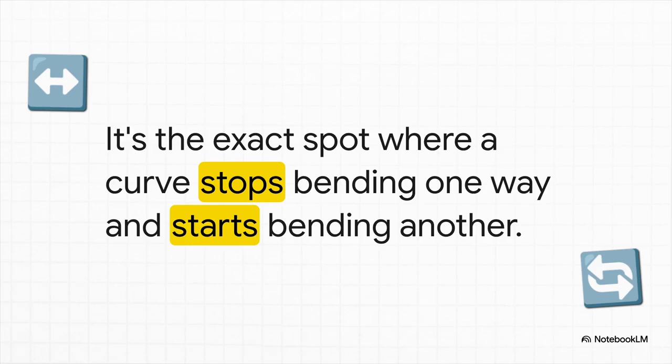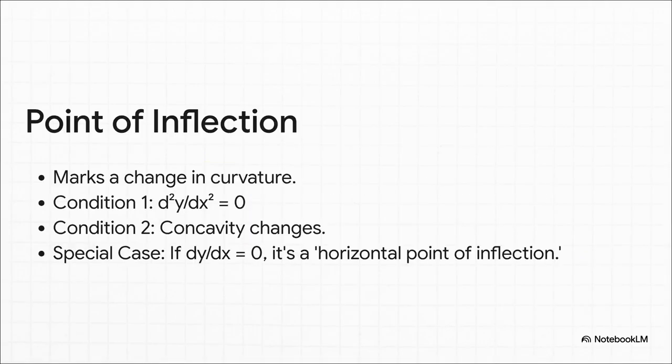So, and this is really the most important part, it is not enough for the second derivative to just be 0. That only tells you that you've got a potential candidate. You have to prove that the curve's bend actually flips, from up to down or down to up, right at that specific spot. Okay, so let's just recap the key identifiers. An inflection point is where the curvature changes. Condition 1, the second derivative is 0. Condition 2, and this is the big one, the concavity changes from one side to the other. Oh, and there's also a special case to keep an eye out for, a horizontal point of inflection. That's where the curve also just happens to be perfectly flat at that same moment.